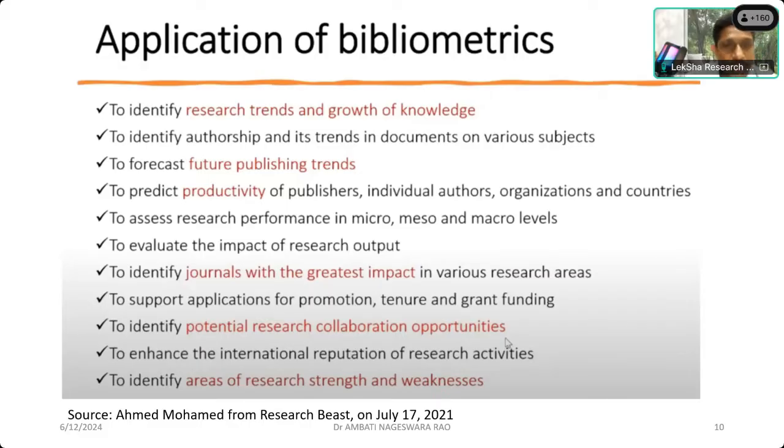To predict the productivity of the publishers means, for example, I want to see Dr. Rao got his last publication in the year 2023, and over the last 5 years, what was his productivity? Productivity in terms of how many people are citing his work, what kind of contribution he has, what the impact factor of his journals is, and what the impact factor of his articles is. Okay, what are the individual authors, organizations, countries.